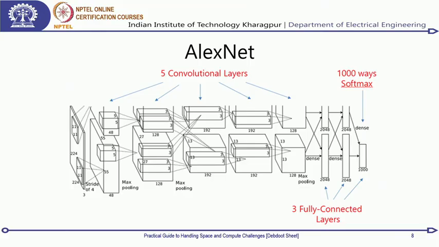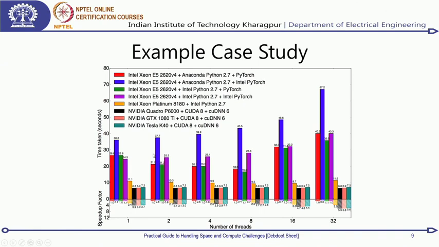Now, what we would do is a very simple benchmark run of a very simple algorithm on AlexNet, and all of you are quite well aware of AlexNet. So, what we are going to do is look into some of these example case studies. Okay. Now, you can see a lot of these bar graphs and so on. So, let me explain it.